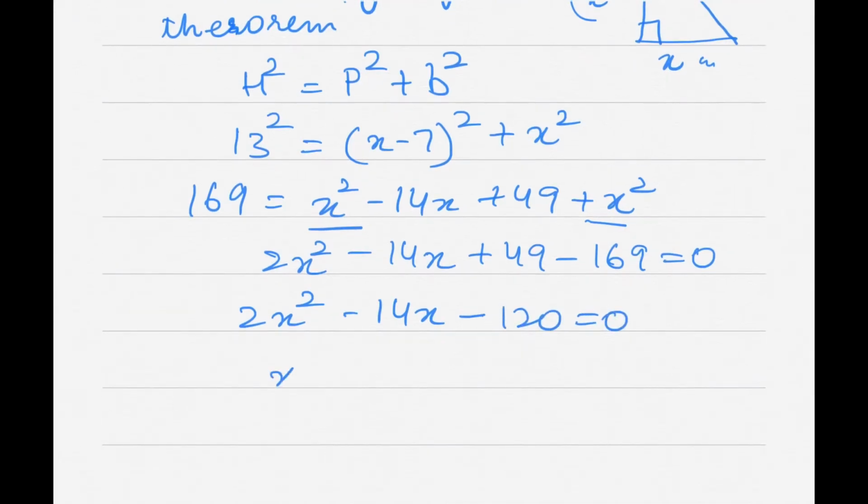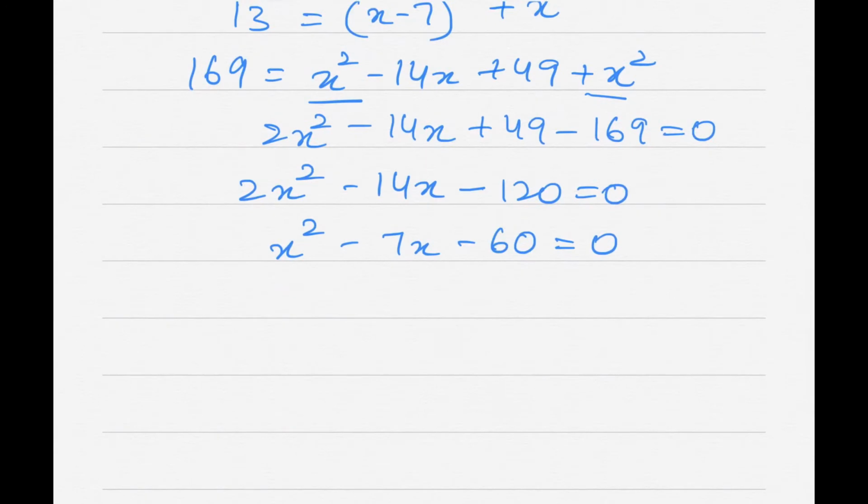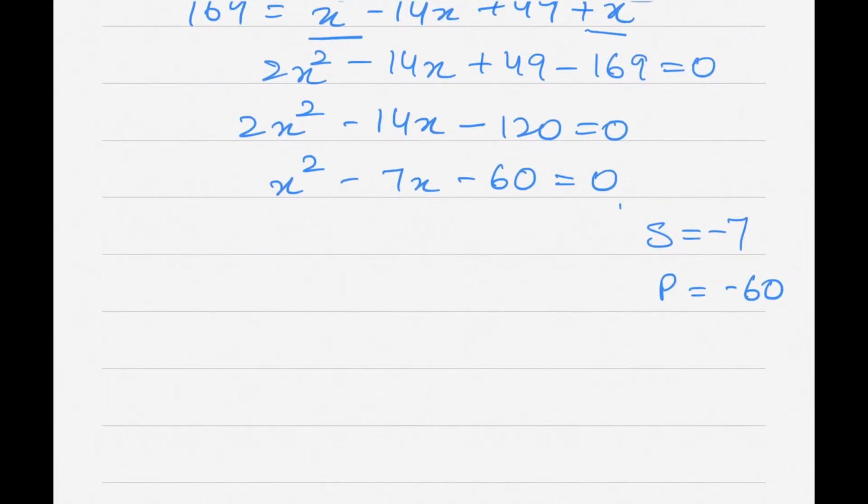Now I can take 2 common, so x square minus 7x minus 60 is equal to 0, because whatever I took common on both sides, it becomes 0. Now I have to find the factors. I have got a quadratic equation, so sum is equal to minus 7. I have to find two numbers whose sum is minus 7 and product has to be minus 60. Okay, so I know I can do this easily, correct? I can do it in my mind also, but how to find out, right? How your thinking has to go.